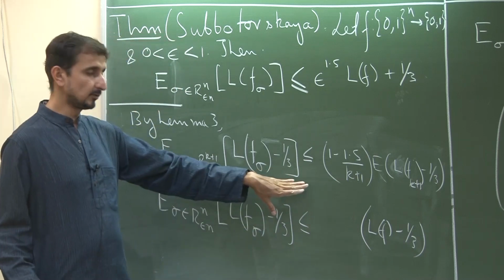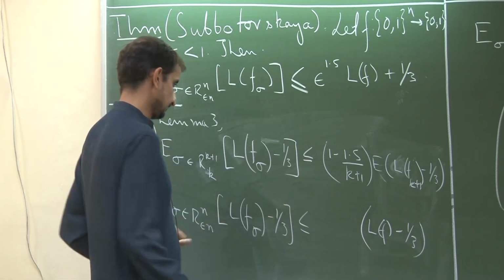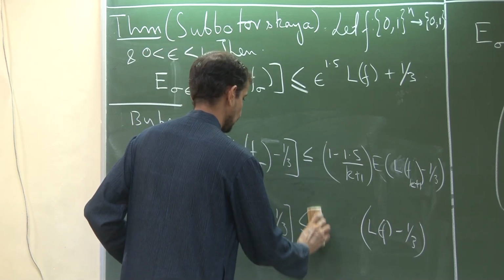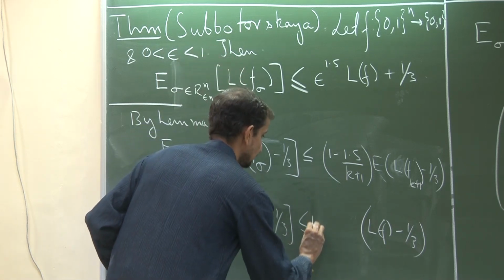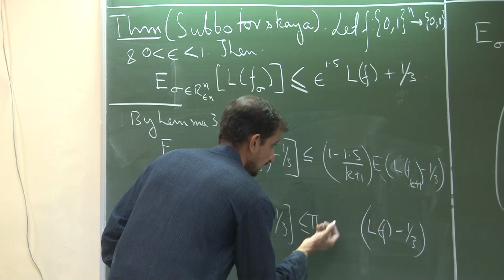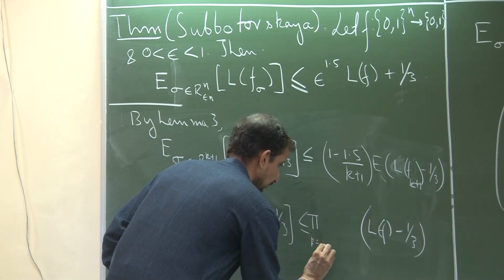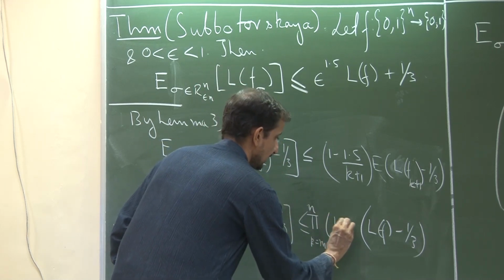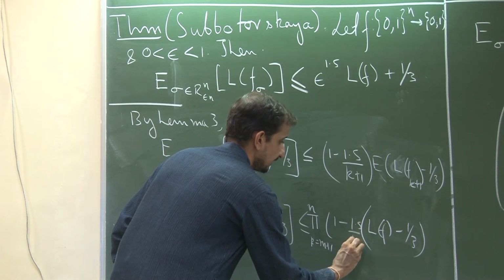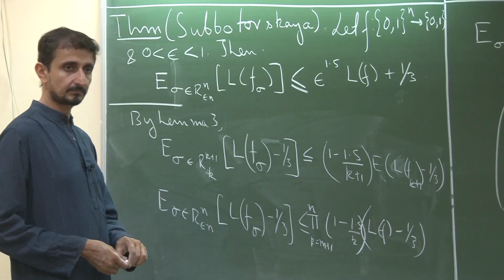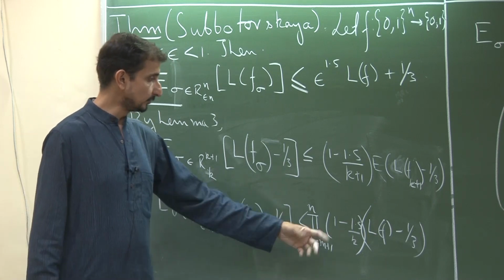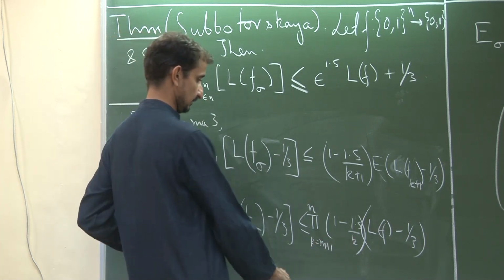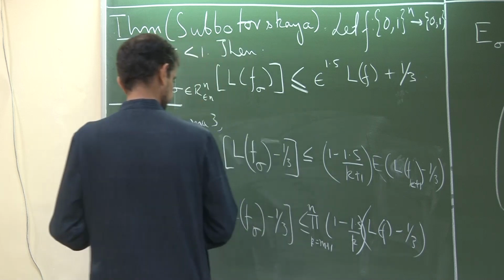So, how many times do I have to apply this? In fact, it will be a product over here each time I apply this. So, product of k going from m plus 1 to n of 1 minus 1.5 by k, right. Every time I do this I am adding an additional multiplicative factor of this quantity.